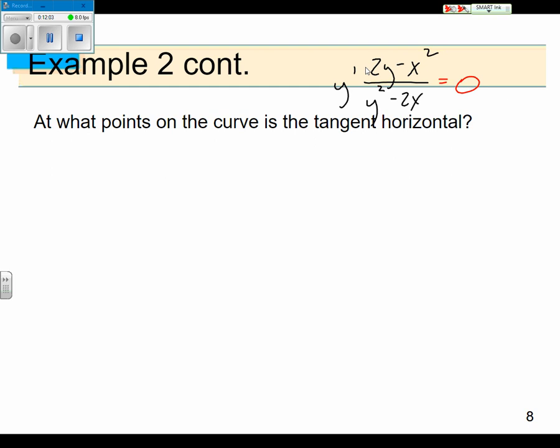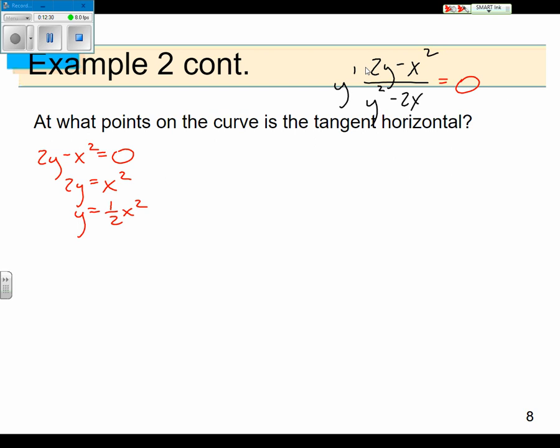So let's take a look at it. We got 2y minus x squared. I'm interested in where it is equal to 0. Well, that's going to be at 2y equal to positive x squared. If I divide both sides by 2, I get x squared over 2, or 1/2 x squared, whatever you want to call it. So that's the relationship between the x and y that I have.